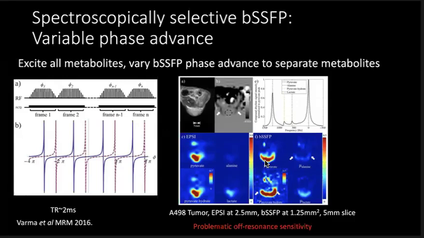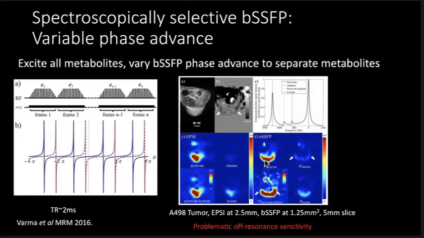And so here's an example we did in renal cell carcinomas, the A498 cell line, as I recall, with a little bit of off resonance there. We compared the EPSI at 2.5 millimeter in-plane resolution with the balanced SSFP at 1.25 millimeters in-plane resolution. And you see you pick up the pyruvate and the shape of the tumor, maybe a little bit better with the balanced SSFP. You see the lactate signal. Here's the pyruvate hydrate blown up by a factor of 10. It was a signature of accurate selectivity that pyruvate and pyruvate hydrate had a similar distribution. One challenge you ran into here, of course, is the off-resonance sensitivity.